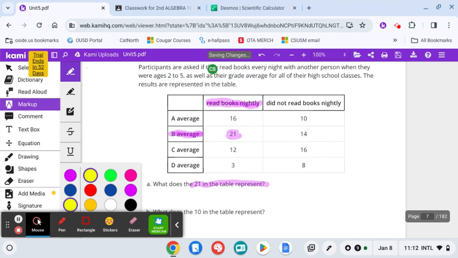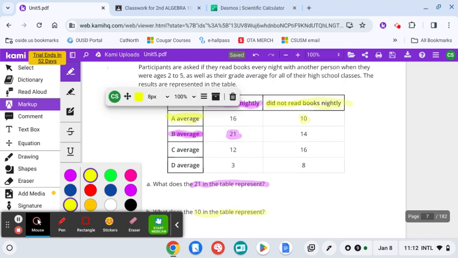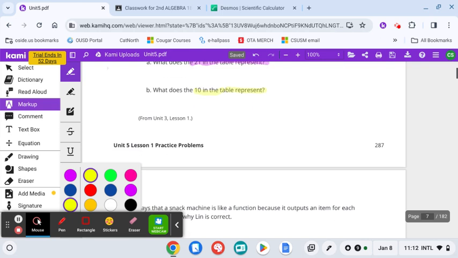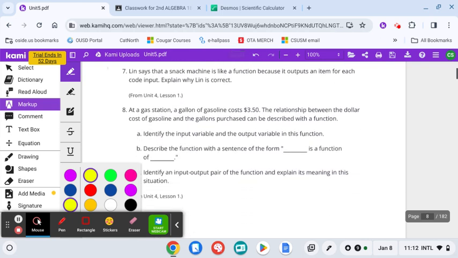For this one, the 10 in the table, what does that represent? That is students who have an A average who did not read books nightly. Or you could say students who did not read books nightly who have an A average. So go ahead and write out your own sentence in your own words about those comments. It's basically just reading a table.